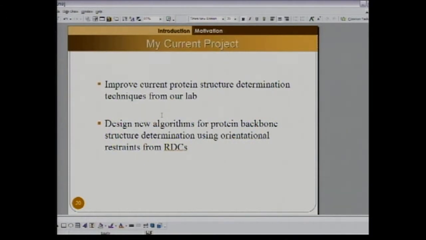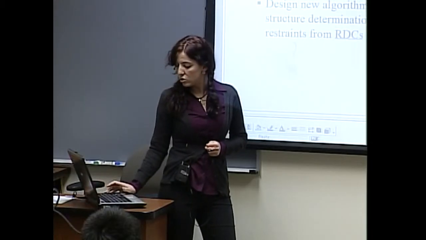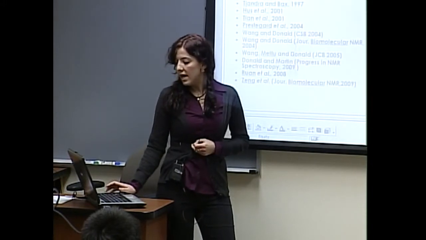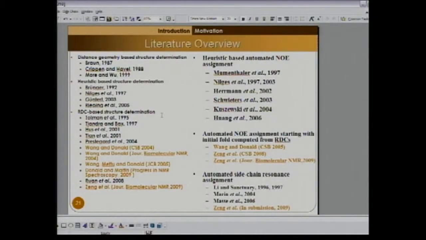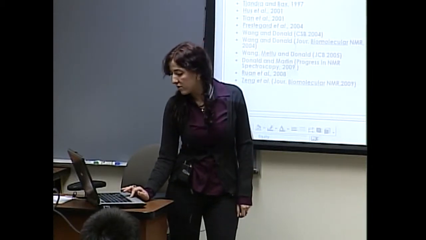I'm working on, the overall theme is the same, to improve current protein structure determination techniques in our lab, but also design new algorithms for protein backbone structure determination using RDCs, so that no NOEs should be used at all. And this is the literature overview. I think I already covered different approaches. There are distance geometry-based approaches on NOEs and heuristic-based structure determination based on NOEs. But also many groups are concentrated on RDC-based structure determination these days because of the advantages that it offers.